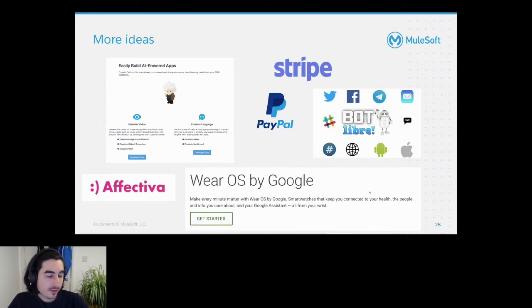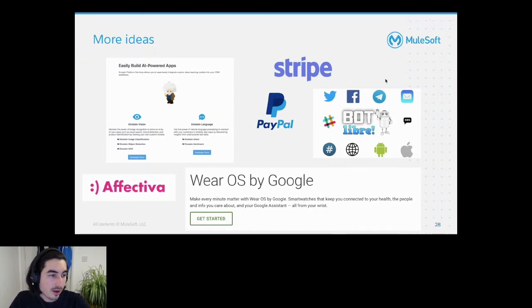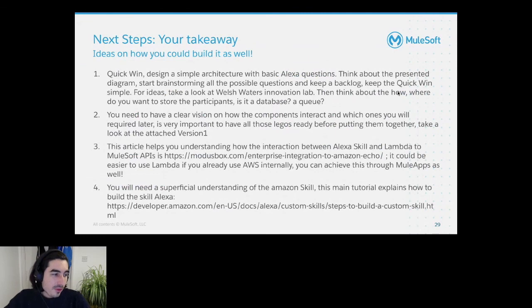Maybe you want an experience API that will retrieve, you talk with Alexa and it retrieves how many steps you have registered in Google in the last week, to name one. Maybe you want to take it to Stripe for testing with PayPal, or create your own bot. These are some of the steps that you can follow to do that. It's just recapping on the architecture.